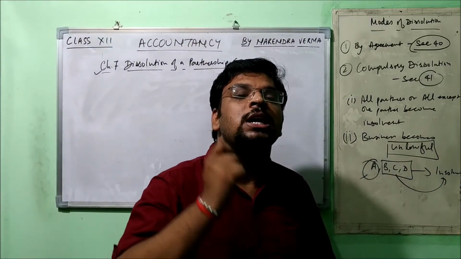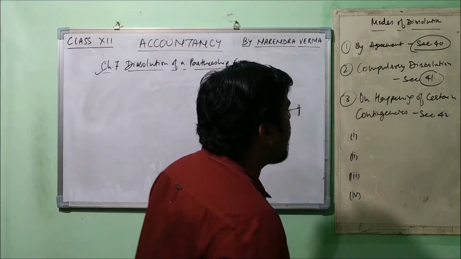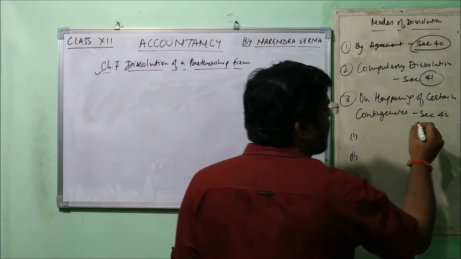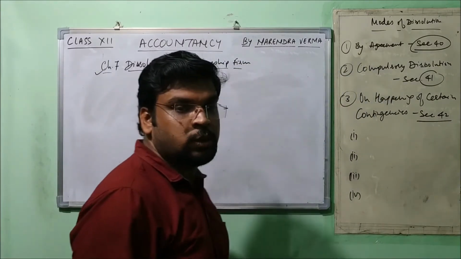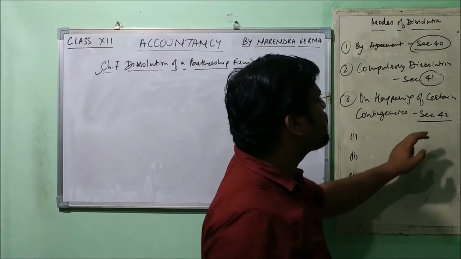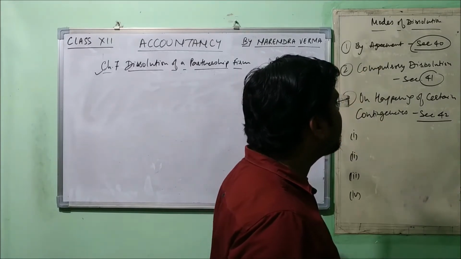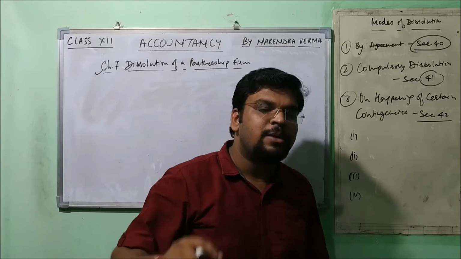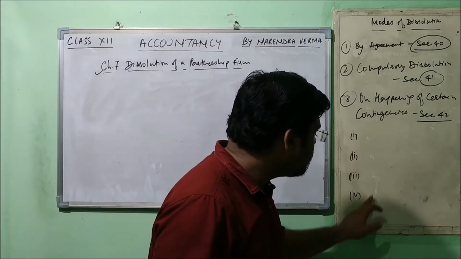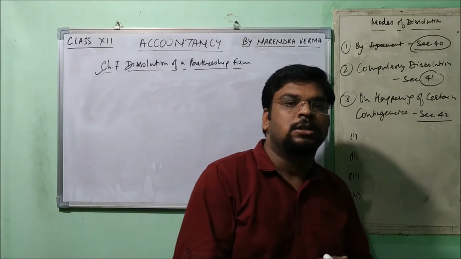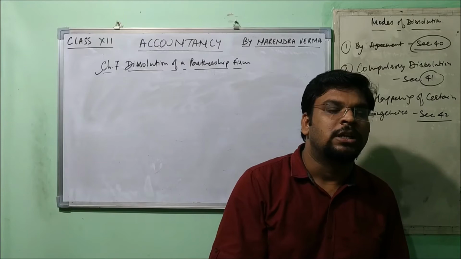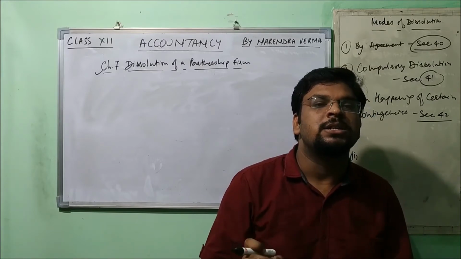Now let's move on to another mode of dissolution. Another mode of dissolution is on happening of certain contingencies as per section 42. According to Indian Partnership Act 1932, under section 42, some certain contingencies are given, right? It depends on the partnership deed. If your partnership deed mentions any of these four situations and this event has occurred, means the time has come for this event, then automatically your firm is considered to be dissolved.